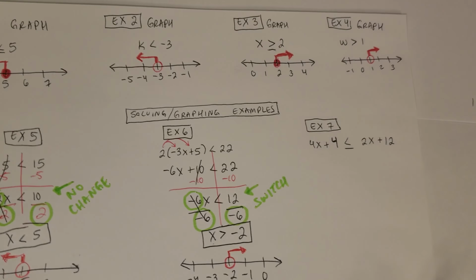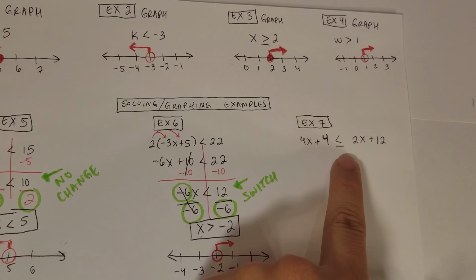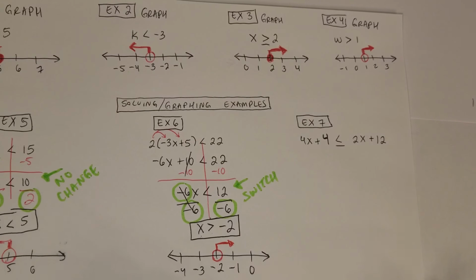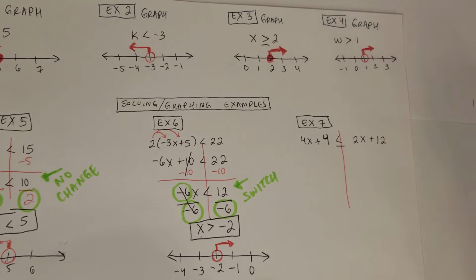Cool, and we're down to our last one. So the last one is example number 7. 4x plus 4 is less than or equal to 2x plus 12. The only reason why I give you this example is because we have variables on both sides, and I want you guys to remember how to do those.